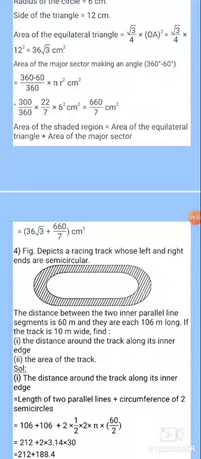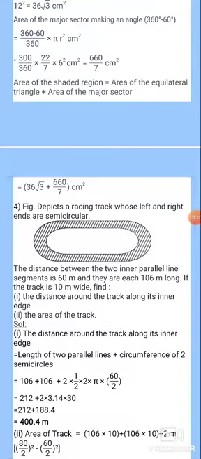Now 2 into pi into. Now inside portion, what is the diameter? The width between the two parallel line segments is given, 60. That is the diameter. So its radius is 60 by 2. So 212 plus 2 into pi, the 2 and 2 are cancelled. 2 into pi value 3.14 into 60 by 2, 30. So that is 212 plus, multiplying all that, 188.4. Now add it. When you add it, 400.4 meter. That is the distance around the track.